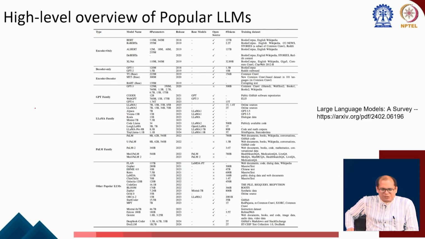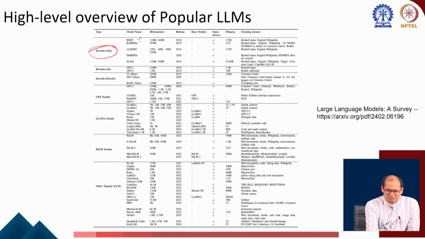This slide gives an overview of popular LLMs. For example, we talk about the encoder only models. You have BERT, RoBERTa, and then there are other variants like ALBERT, DeBERTa, XLNet. You can see even the number of parameters: they were all in the range of less than 340 million, 355 million was the maximum, and they were around 2019, 2020, trained on a maximum of 2.2 trillion tokens.